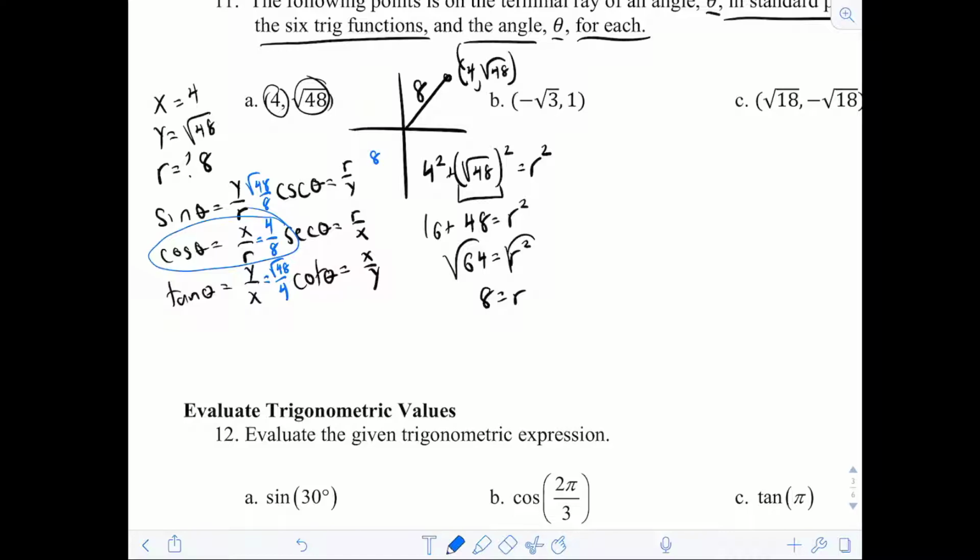And then the flip version. So 8 over square root of 48. This is going to be 8 over 4. And then this is going to be 4 over square root of 48. Now, if cosine of theta is equal to 4 over 8, that means cosine of theta is going to be equal to 1/2.